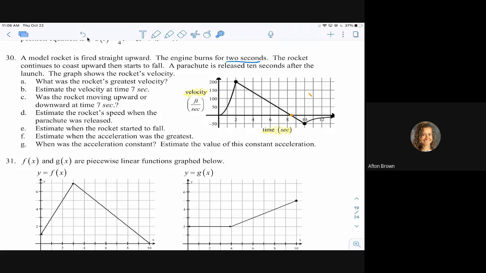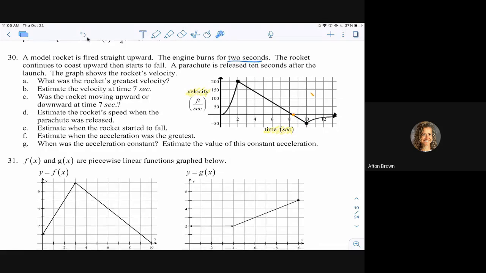Okay, so someone else, what about 10 seconds? If you read this again, what's happening at 10 seconds? The parachute opens, right? So think about this rocket. The rocket's going up, it's starting to fall. At 10 seconds, the parachute opens. What happens to the rocket when the parachute opens?